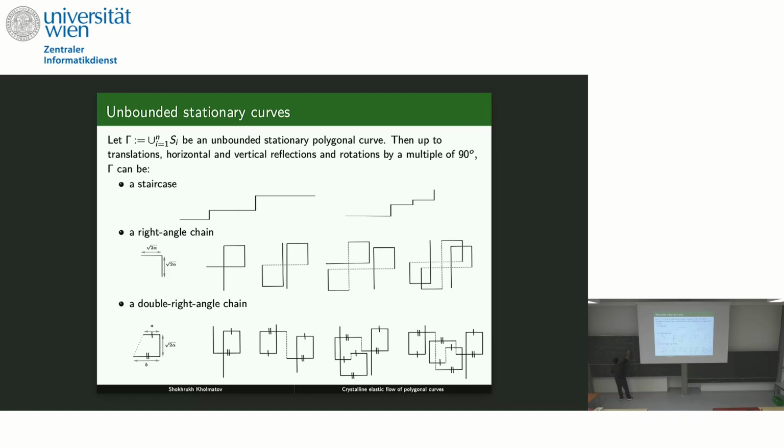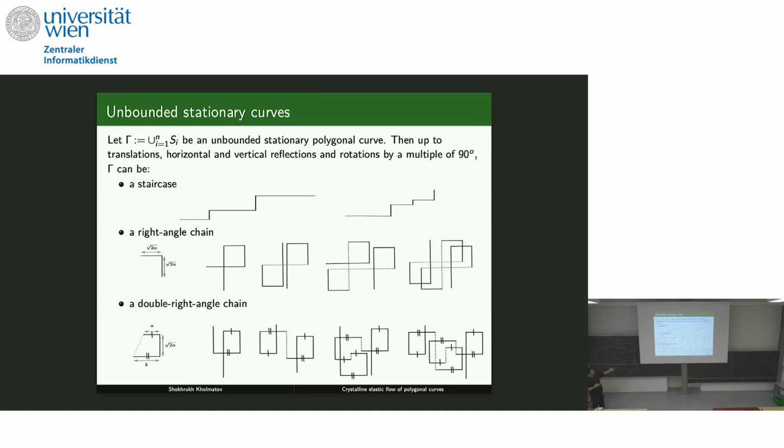then my stationary curve looks like this. So this is one chain. Here two chains, these guys. And here 3 and 4 and 5, 6, and so on. You can put as many of this kind of object as you want. But you always connect with a zero curvature segment. So this is the unbounded case. So if you find some stationary curves, then it should be one of them.